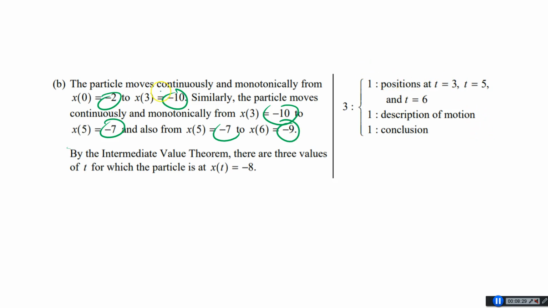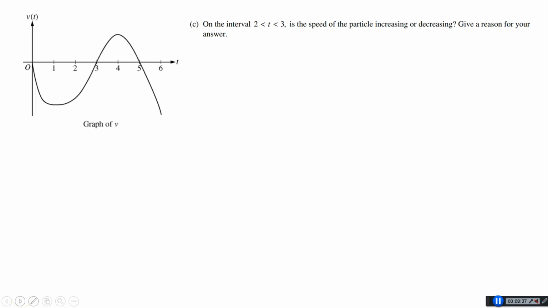So 3, 5, and 6, you get 1 point for that. You get 1 point for saying that the motion is continuous. And then you get 1 point for the conclusion, which is the intermediate value theorem, and saying that it happens 3 times. Awesome. All right, next up.